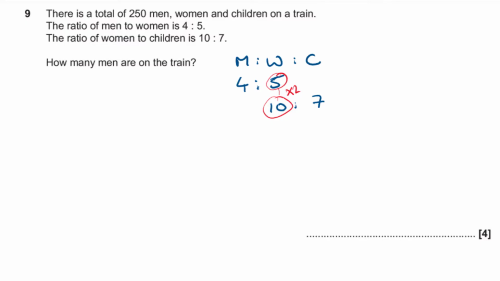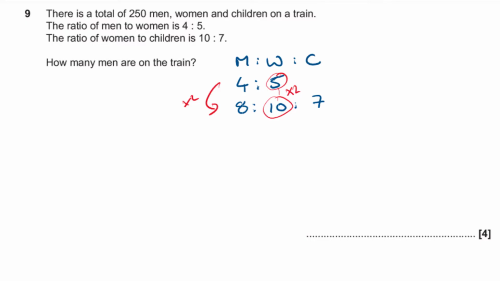So if I take this whole ratio and double it up, 4 to 5 would become 8 to 10, wouldn't it? So that means if I multiply that 5 by 2 and get 10, I'm also going to multiply this 4 by 2, and that's going to give me 8. And that kind of completes the ratio. I've got a ratio of 8 to 10 to 7, now haven't I?